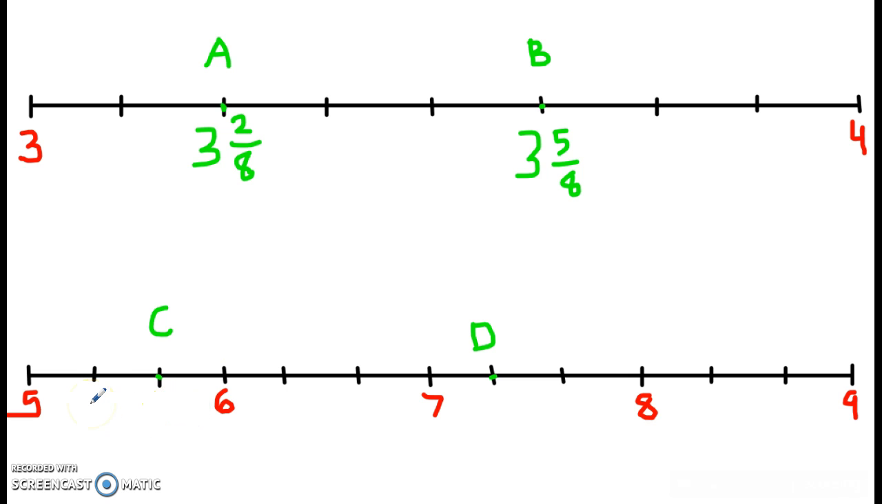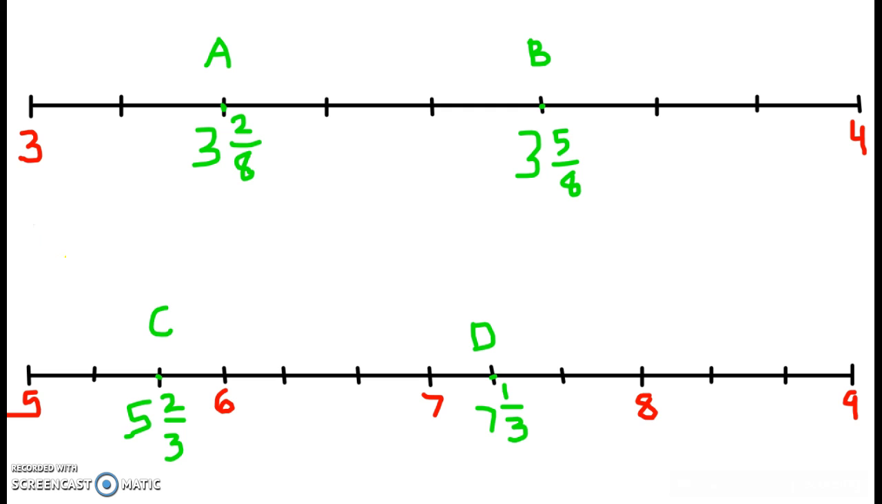So as I'm looking at letter C, I can see this is 5 and 1/3, 5 and 2/3. So for letter C, we have 5 and 2/3. Then going on to D, you can see it's past the 7, but it's not to 8, so it's going to be between 7 and 8. So there's 7 and 1/3. 7 and 1/3.